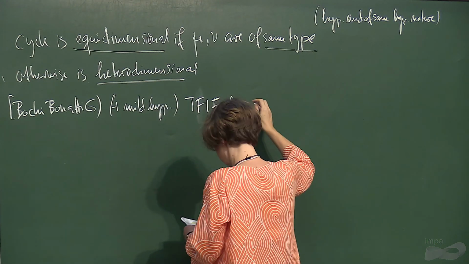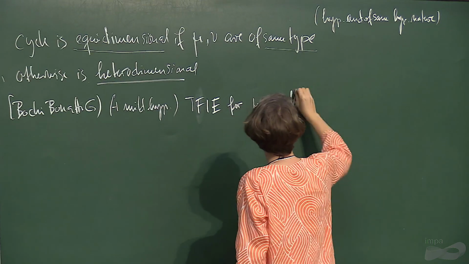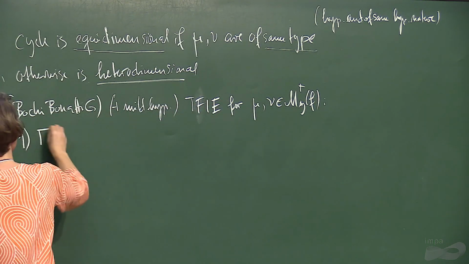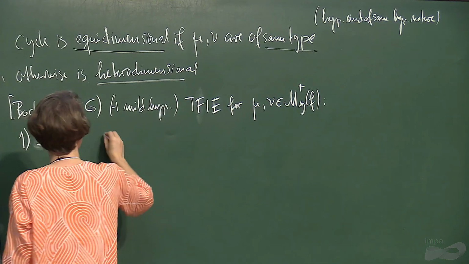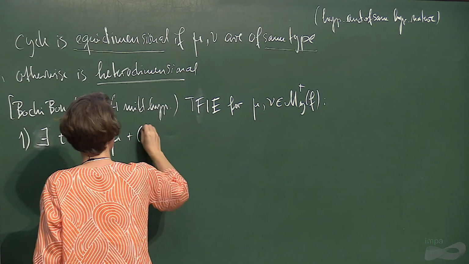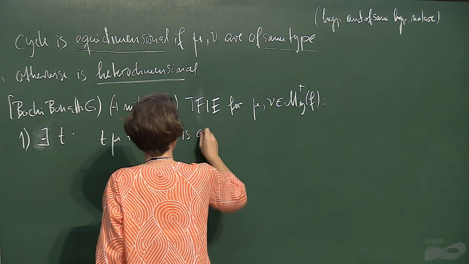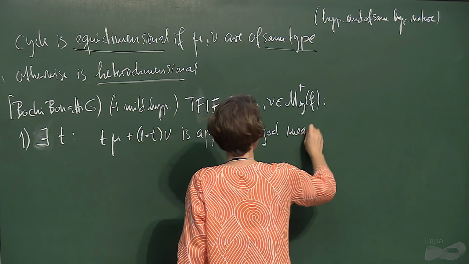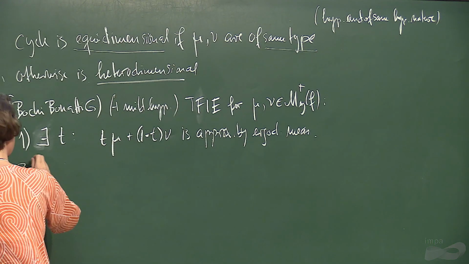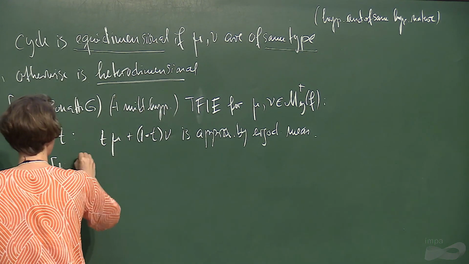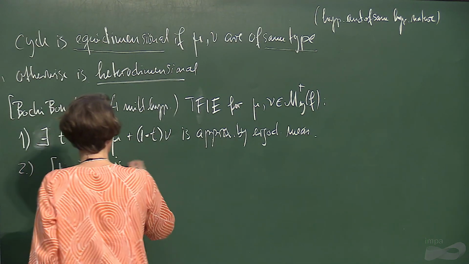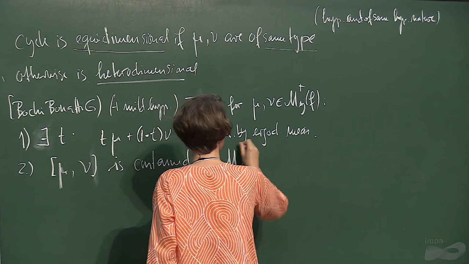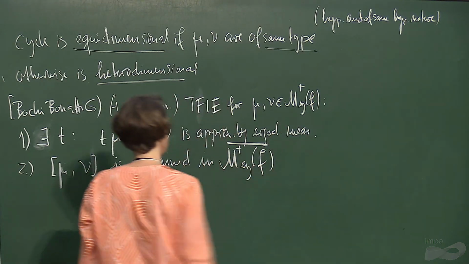For measures, let's say, of expanding type, so of the same type of hyperbolicity, the first property is that there exists a T such that this sum is approximated by ergodic measures, which then necessarily have to be in this set. Second, the whole segment between the two is contained in the set of ergodic measures, taking the closure.